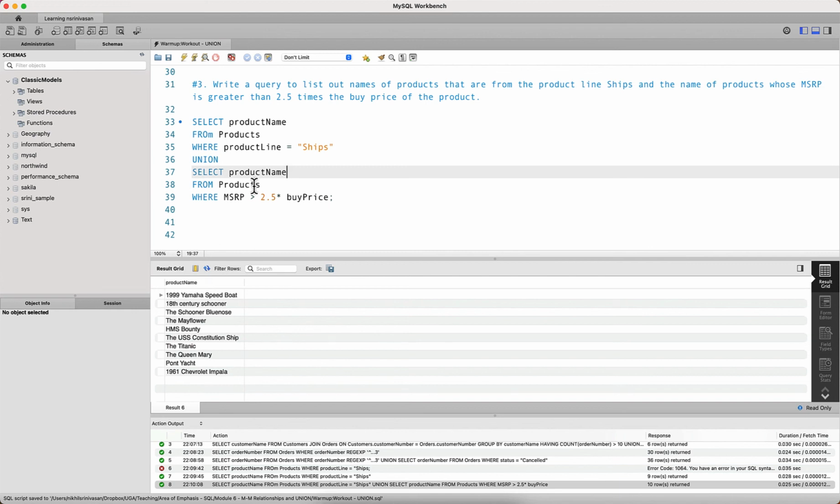Now, the use of the union clause is not very common, but if you find yourself in a circumstance where you have to take two queries and you have to bring the results of those two queries together, please keep in mind the union clause that can help you accomplish this.